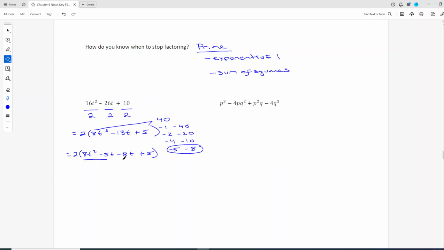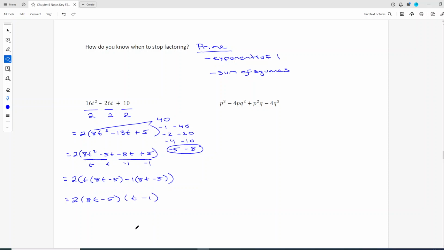Then I'm going to factor by grouping. Out of this first group, I can take out a t. So I'm going to put my t out front. I'm left with 8t minus 5. Out of the second group, I can't take anything, but I'm going to take the sign of the first term always. So I'm going to take out a minus 1. I'm left with 8t minus 5. Because I took out that negative 1, my bracket matches. So now I can take out that common bracket. So I'm going to put the 2 out front times 8t minus 5 times t minus 1.